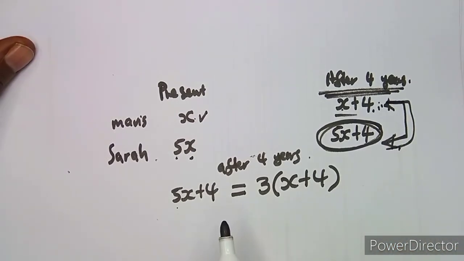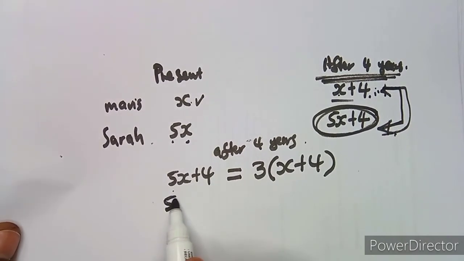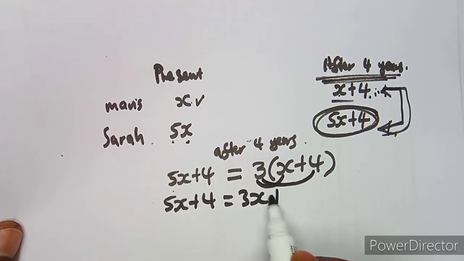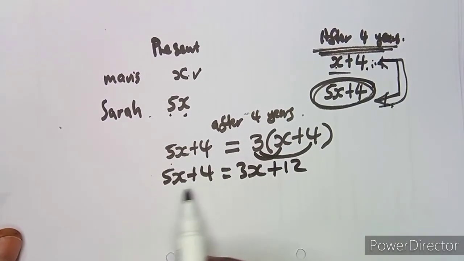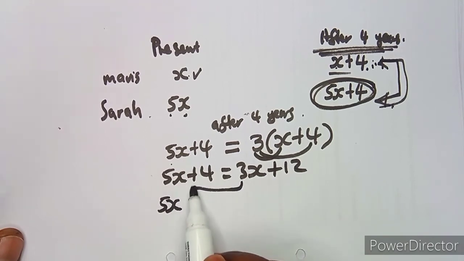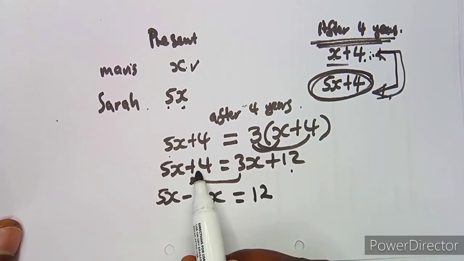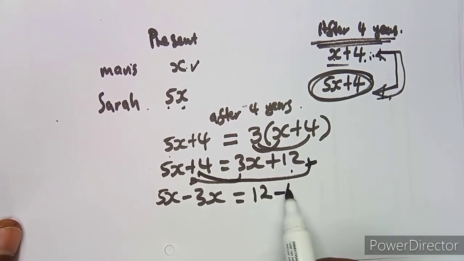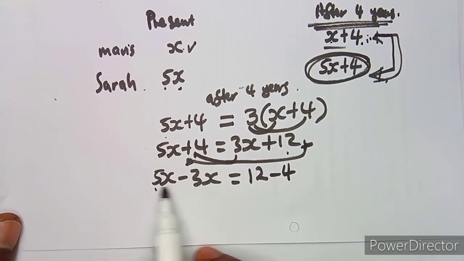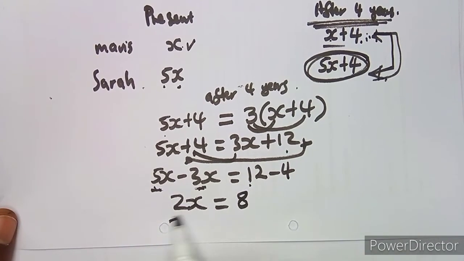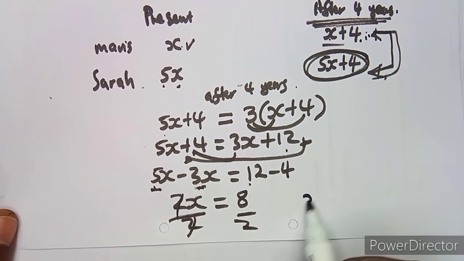Okay, anyways, now this is a normal equation. We have to just expand brackets. 3 times x, which is 3x, 3 times 4, which is 12. Collect like terms, that's going to be 5x. 3x to this side is going to be minus 3x, and we've already got 12. 4 to this side is going to be minus 4. So that is here 5 minus 3, which is 2x, is equivalent to 12 minus 4, which is 8. So divide by 2, by 2, that's our x is going to be 8 divided by 2, which is 4.